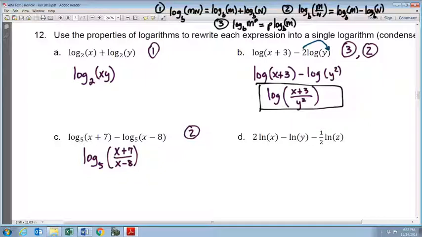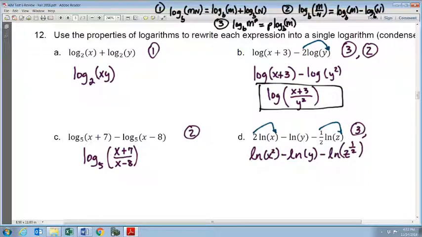All right, let's look at that last one there. Again, if you haven't tried this, I would encourage you to try it before you watch the video. All right, so let's see. It's similar to letter B in that we're going to need to get rid of the 2 there and the 1/2 and put those as exponents. So we're using property 3. We'll get the natural log of x squared minus the natural log of y minus the natural log of z to the 1/2 power.